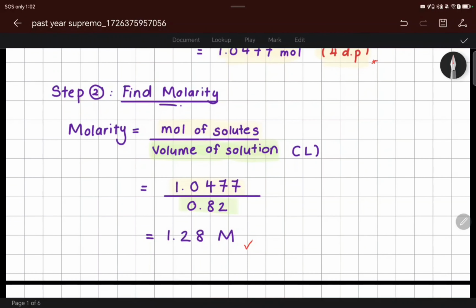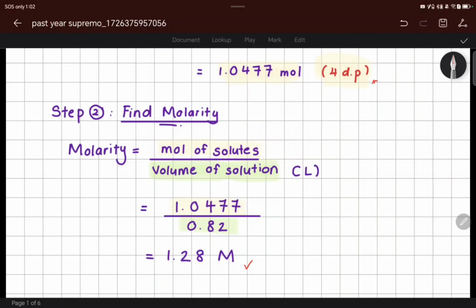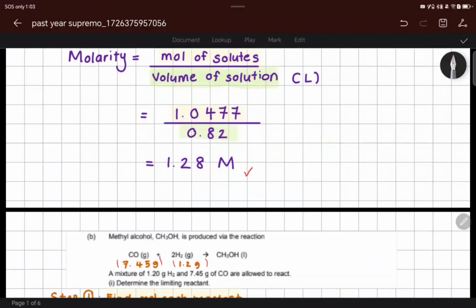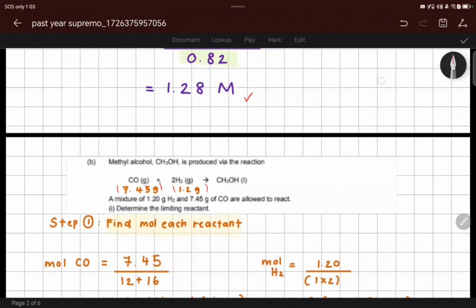And then the second step is find the molarity. So what's the formula of molarity? Molarity is mole of solute over volume of solution. The mole of solute, CuSO4, we already get from this. And then over the volume of solution, which is already given as 820 ml. But it's in ml, so we need to convert it into liter. So we substitute all the information we have, and then we get the answer, 1.28 molarity.